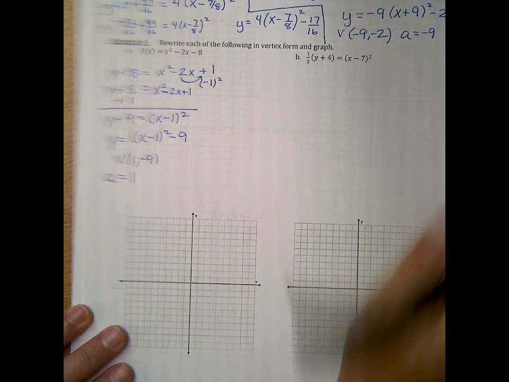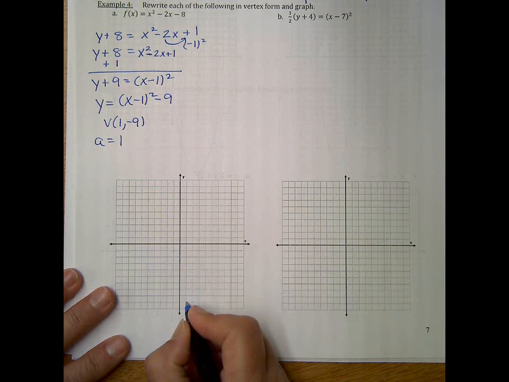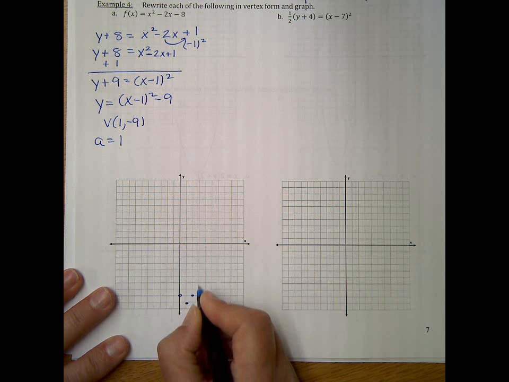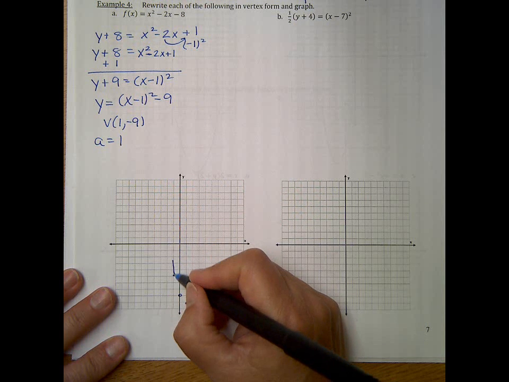So to graph it, we go to 1, -9, which is down here. Our a value is over 1, up 1. Over 2, up 1, 2, 3, 4 times a, which is 4. And there's our parabola.